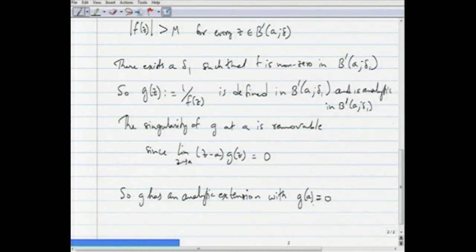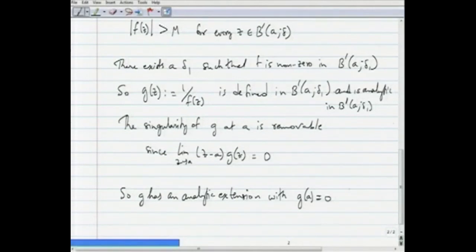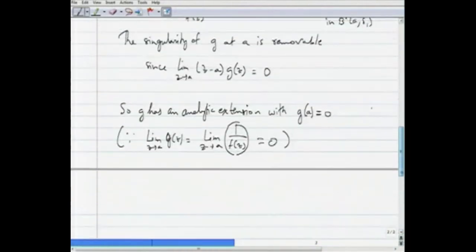Notice that I am not giving a new name to the analytic extension, I am not calling it some H. I am once again calling the analytic extension also g, like I said in the remark above. So, g has an analytic extension with g of a equal to 0. That is, limit z goes to a of g of z is equal to limit z goes to a of 1 by f of z. And in modulus, f of z is arbitrarily large for every point in a neighborhood, so this tends to 0 in modulus. So, this is equal to 0. We redefine g to be that.